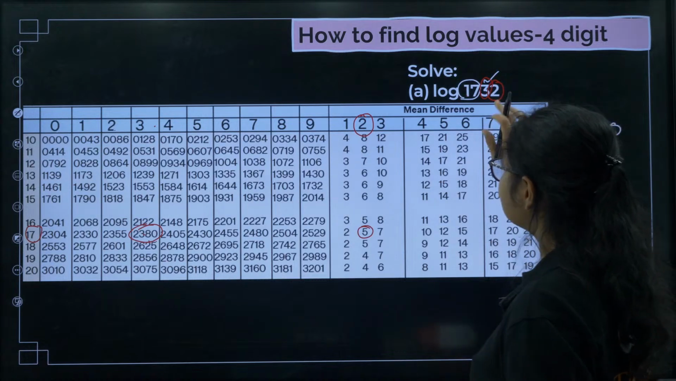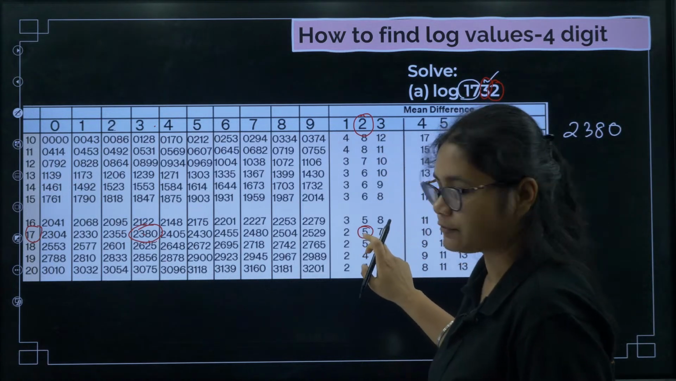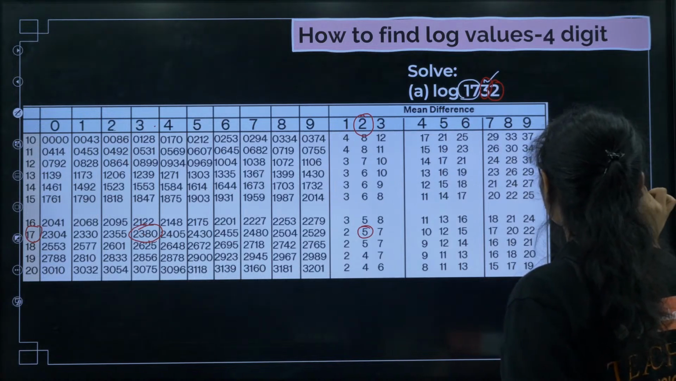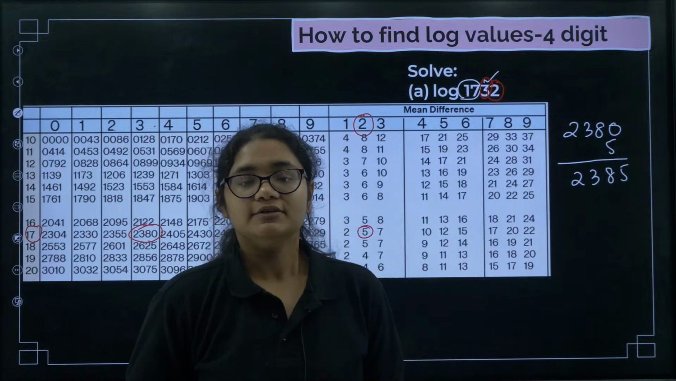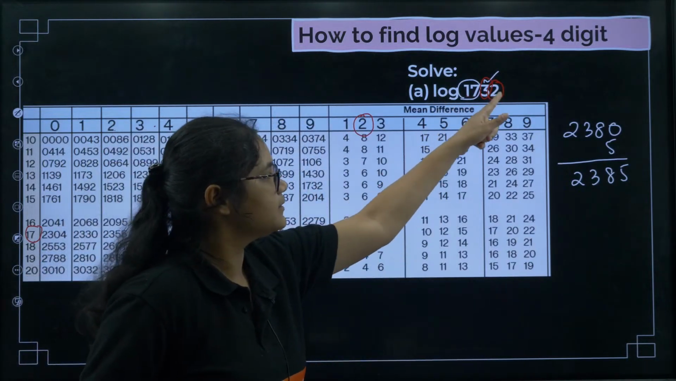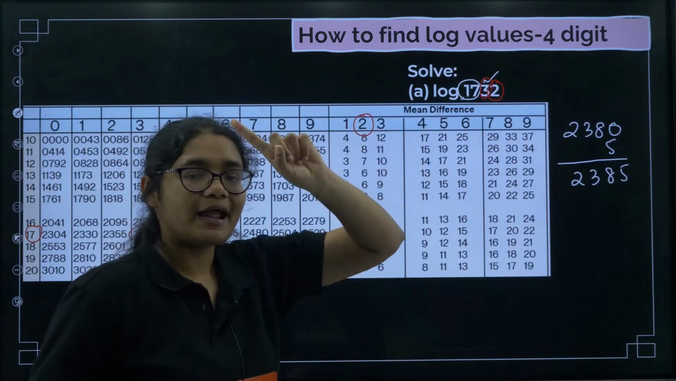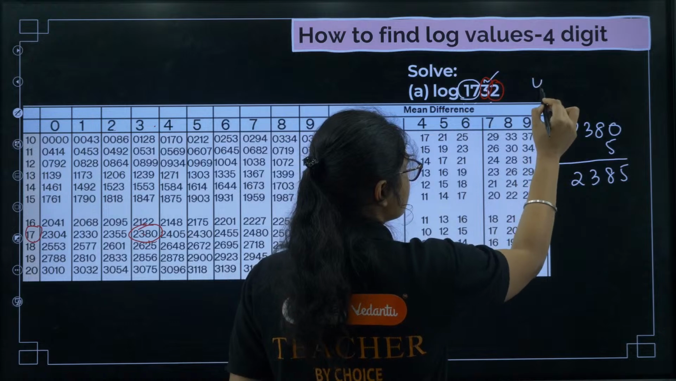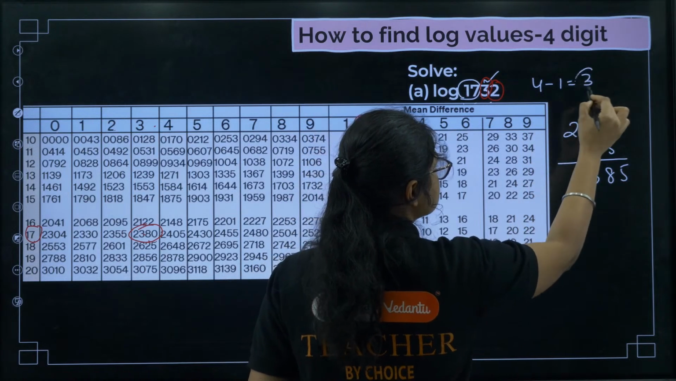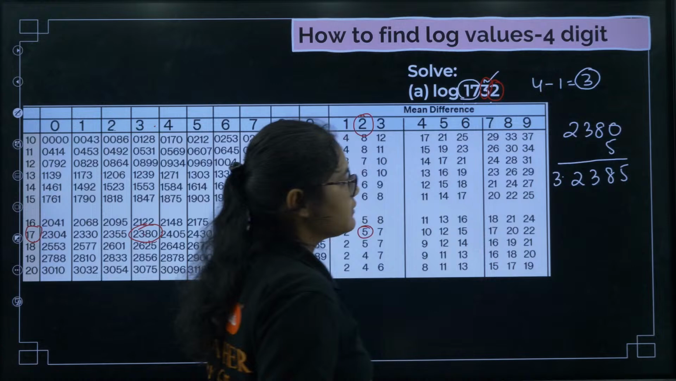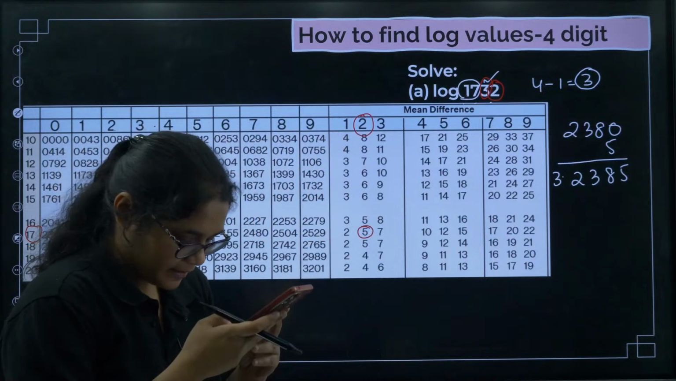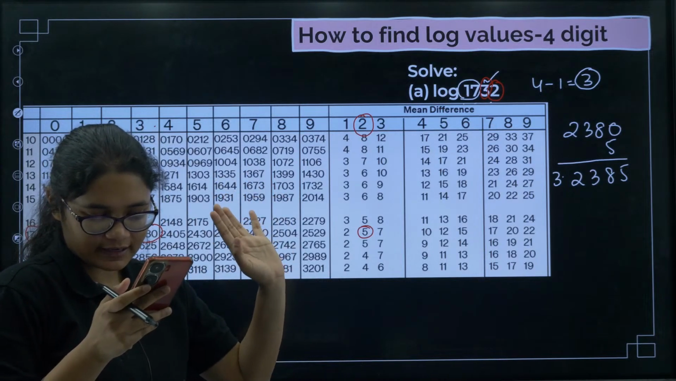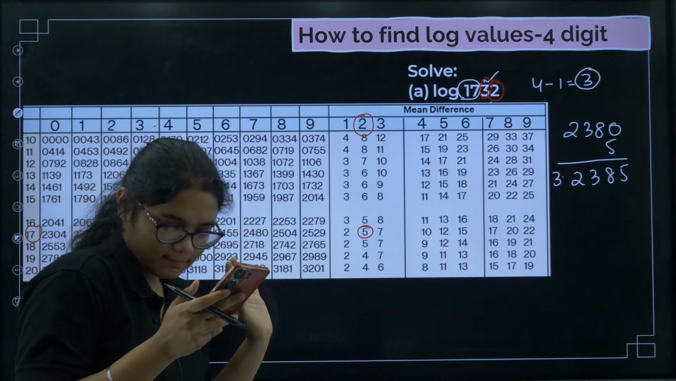2380. Then the second one is what? We have 5 here. So I will add this one, 2385. Now what you have to do is see how many digits are there, then subtract 1 from that count. How many digits do I have here? 1, 2, 3, 4. 4 minus 1 is 3. So this 3 you have to write before this one: 3.2385. Please let me know. I will tell students when it is in power form also. Please do not worry.